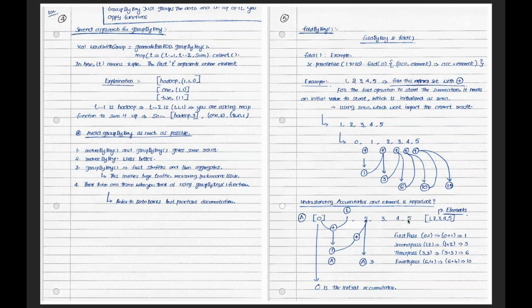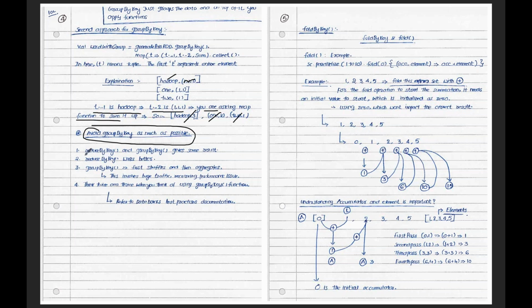Now if you see here, t dot underscore 1 is Hadoop, this one. T dot underscore 2 is 1111. So you're asking the map function to sum it up. What happens? 1 plus 1 plus 1 is 3. So you have Hadoop comma 3, 1 comma 2, 2 comma 1. This is group by key. You are grouping up and summing up the values of the key that falls under the same group. As simple as that. Now avoid group by key as much as possible.